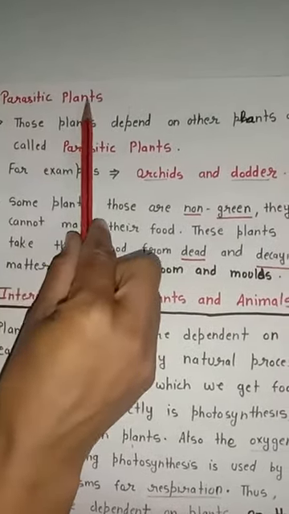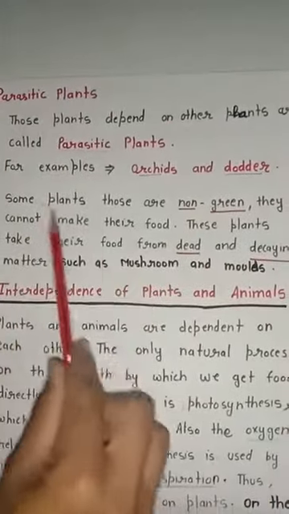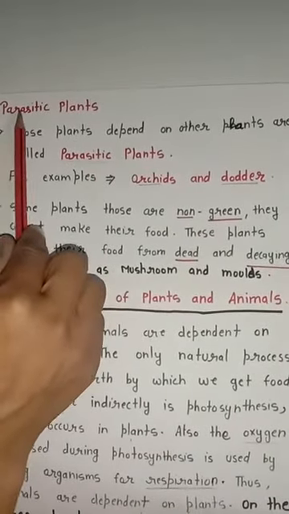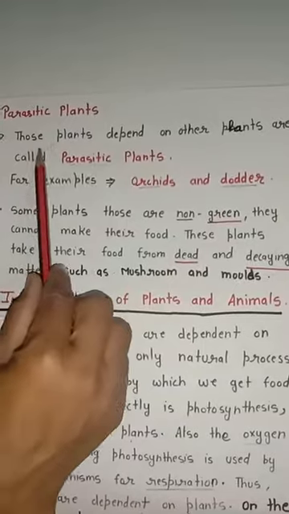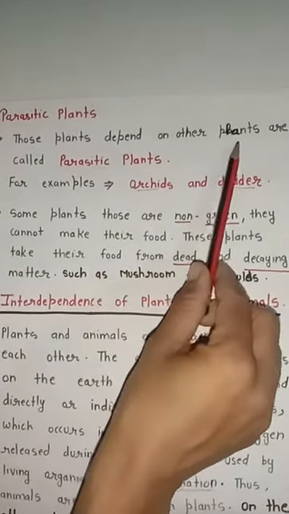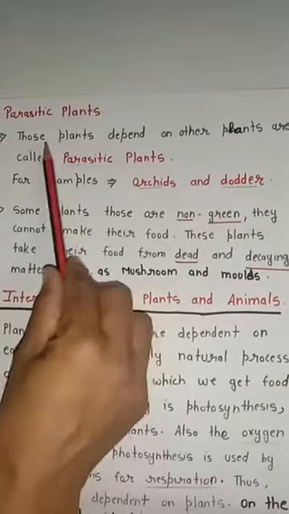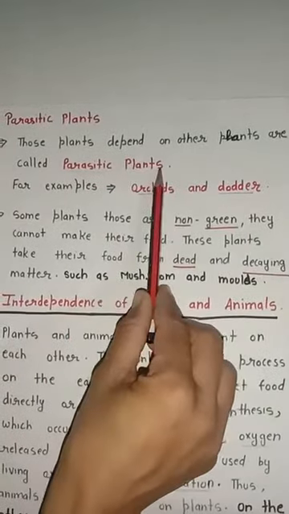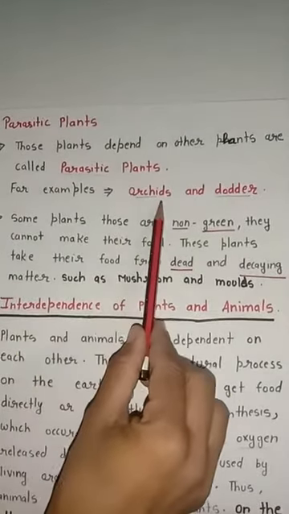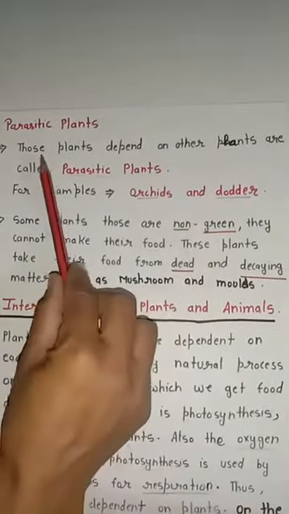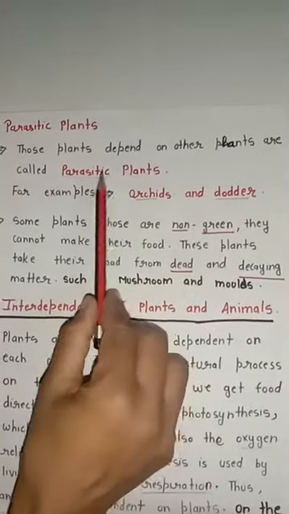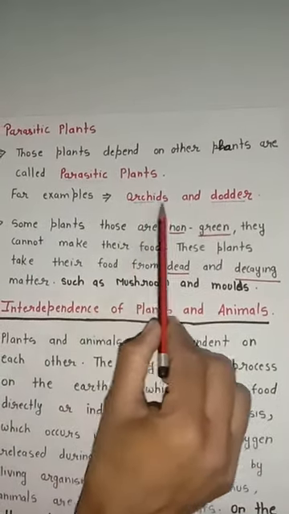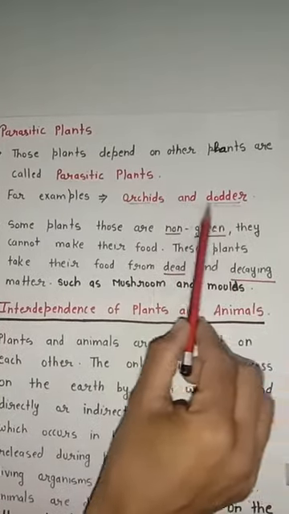These are parasitic plants. Here we will discuss which plants depend on other plants for their food and their other activities. Those plants that depend on other plants are called parasitic plants. For example, orchid and dodder plants. Now it is time to show a picture of the orchid plant and the dodder plant.